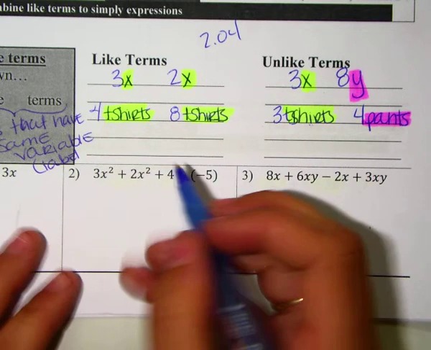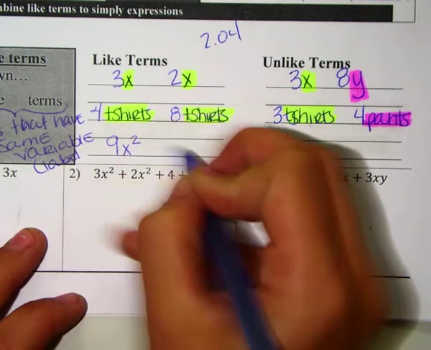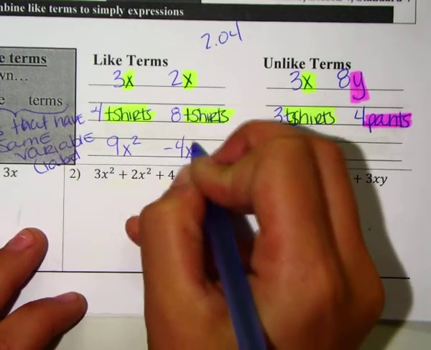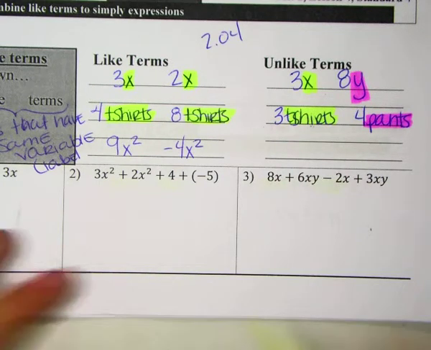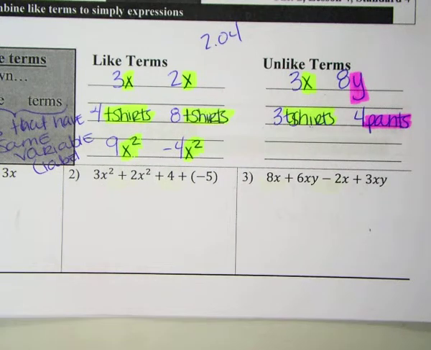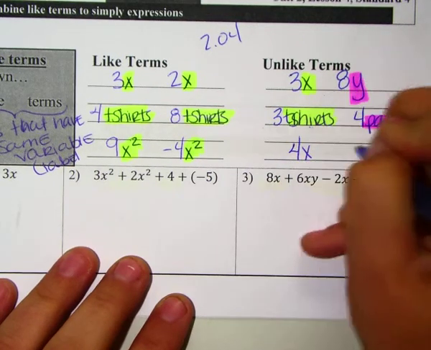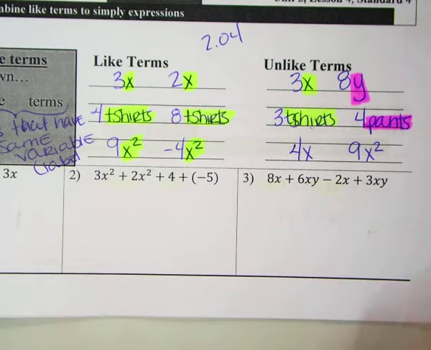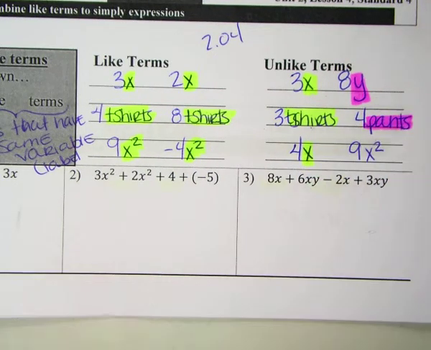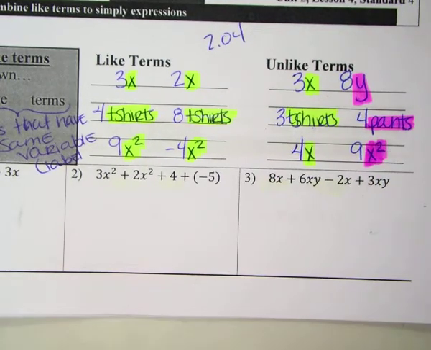And then the last example I want to go over is something like 9x squared and negative 4x squared. These are also like terms because they both have the label x squared. An unlike term would be like 4x and 9x squared. These are two different labels. One has just an x and one has an x squared. So they're two different things.